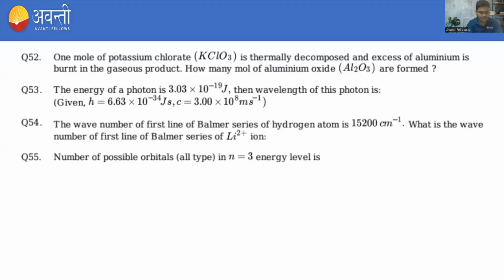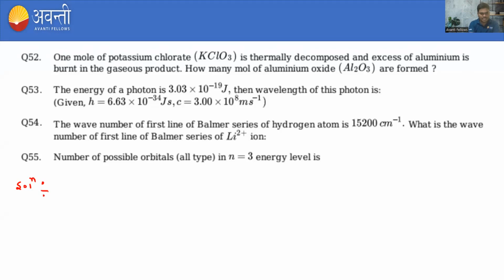So let's see the solution for the next question, question number 52. So what is asked in this question? In this question, 1 mole of potassium chlorate is thermally decomposed and excess of aluminum is burnt in the gaseous product. So how many moles of aluminum oxide, that is Al2O3, are formed? Right. So first of all, let me write the equation for this question, so that only you will be able to solve it.